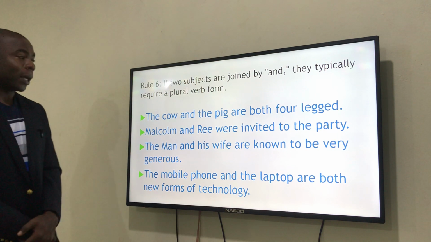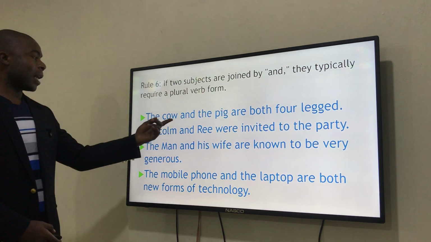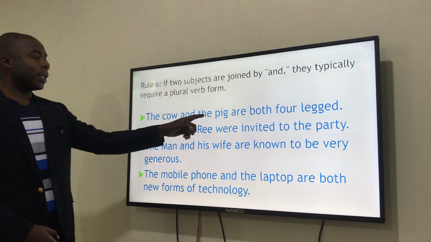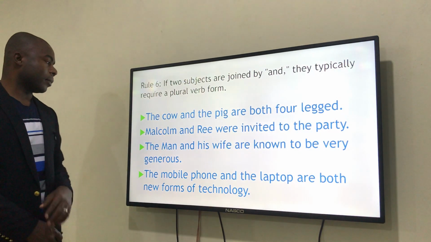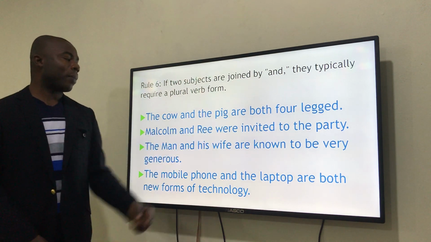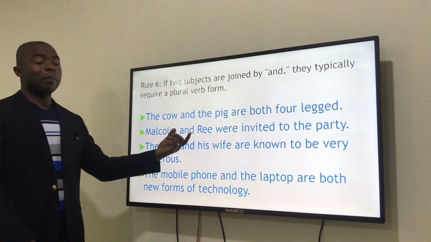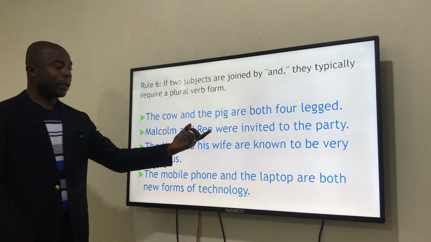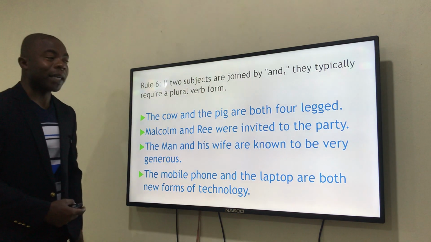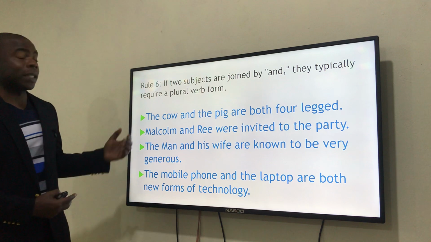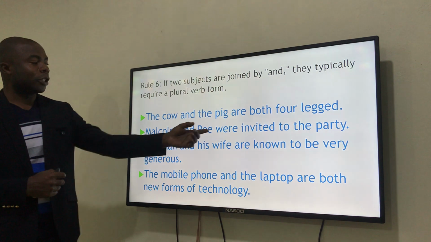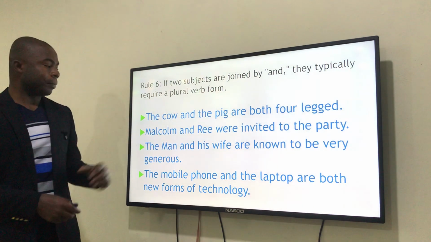The cow and the pig are both four-legged. So the first subject, cow, joined by and, the other subject, the pig. So two different subjects, the verb is are, straight away. And then we take the next one. Malcolm and Ree were invited to the party. Malcolm, one subject, joined by and, joining Ree, and then the verb is were. So two separate subjects, joined by and, so the verb were, typically.